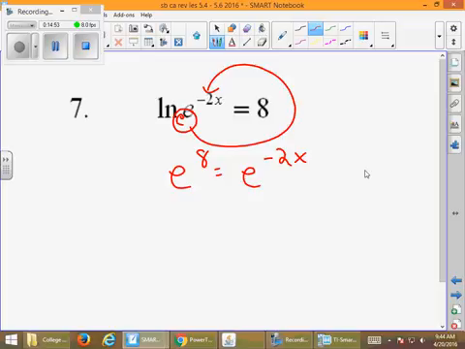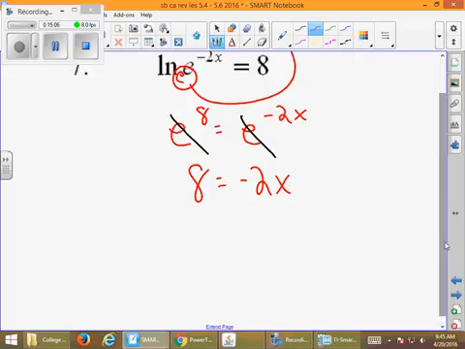We have common bases. So we can ignore the e's, and we get 8 equals negative 2x. And we can divide both sides by negative 2, which gives us negative 4. We don't have to check for extraneous solutions so much because e in this part of the logarithm is already positive.